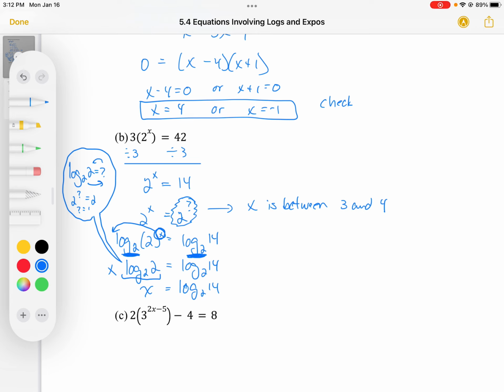Now, I could just say, you know what, that's my answer, right? If I don't have a calculator, there's not much more I could do with that. If I did have a calculator, then I could use my change of base formula there. And I could say x is equal to log of 14 divided by log of 2. Punch that into a calculator, and I would get about 3.807.